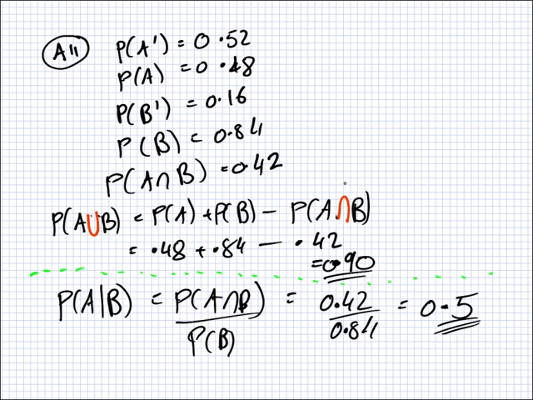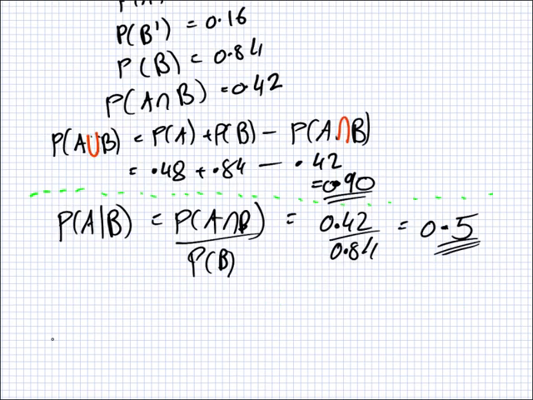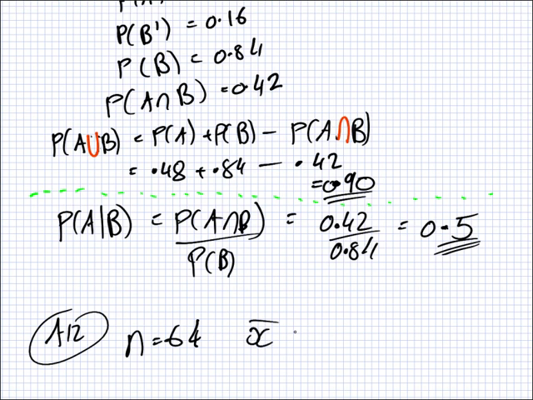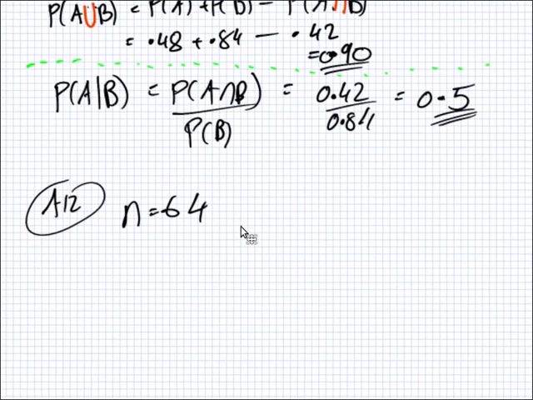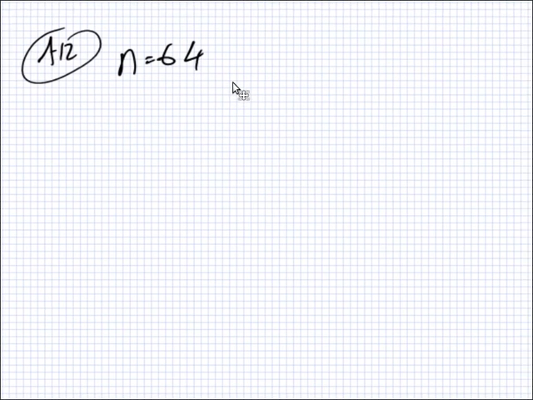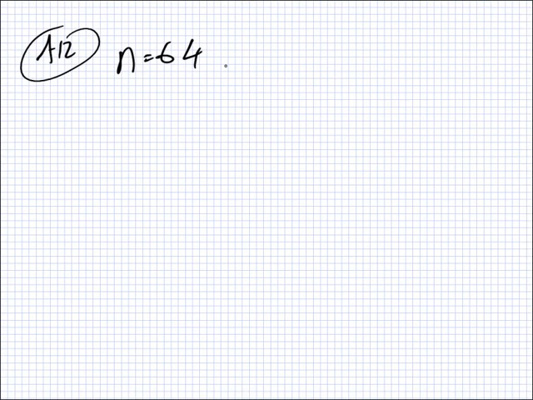Okay, yeah. 12 now. So in number 12 you have N is 64 rods and their average is 19.6, is it? Oh no, this one's a bit peculiar. You have 64 rods and they don't tell you what the average is.